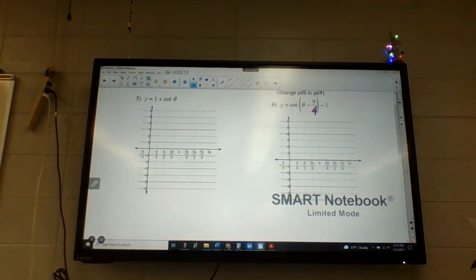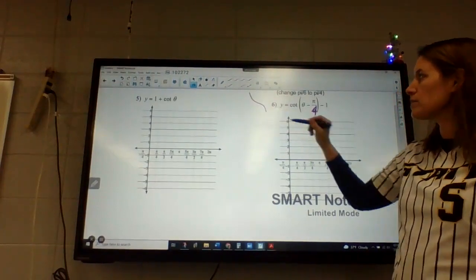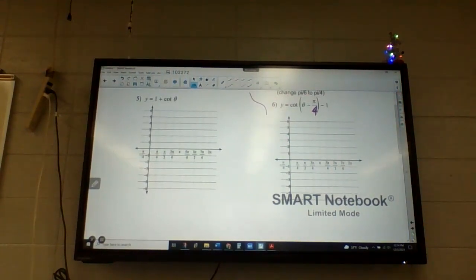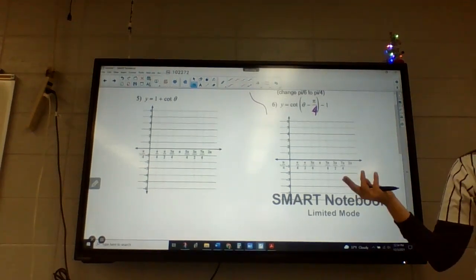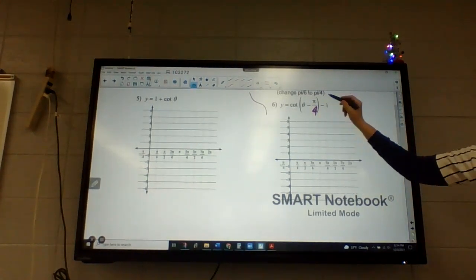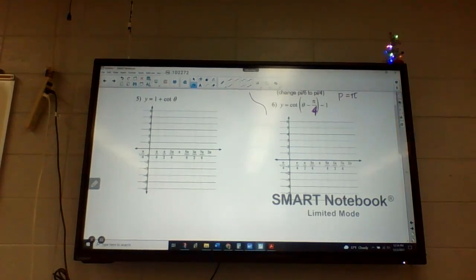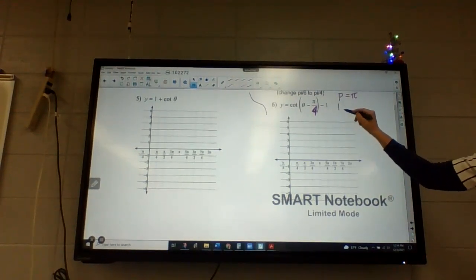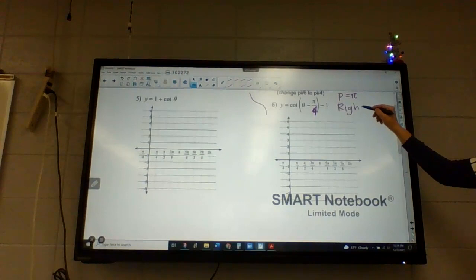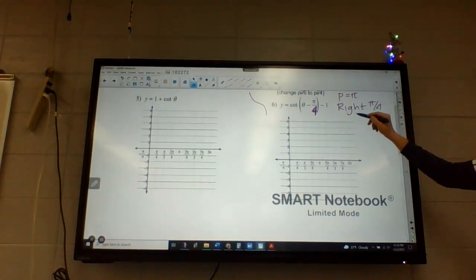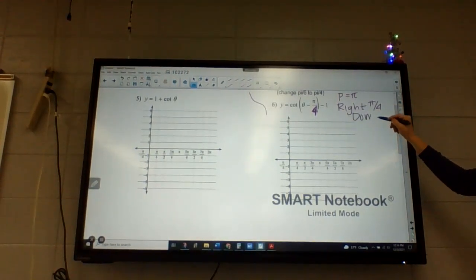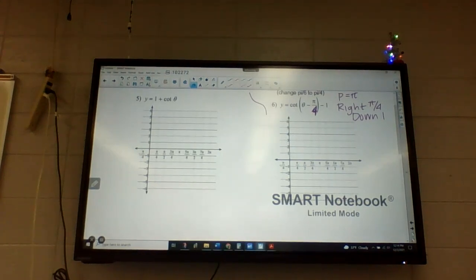Remembering, cotangent, first of all, I know that's going to go downhill, so maybe make yourself a little note of that as soon as you see it. And then the amplitude is 1, and the period is just normal, so the period is pi. But this one needs to shift. It's going to go to the right, pi over 4, and then down 1. So hopefully you guys are okay with that part of it.